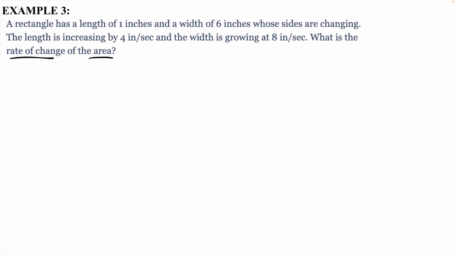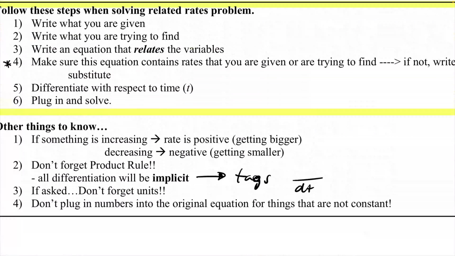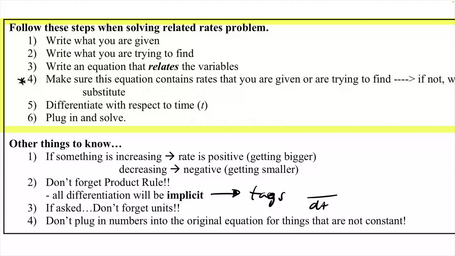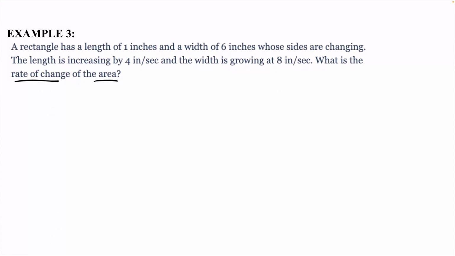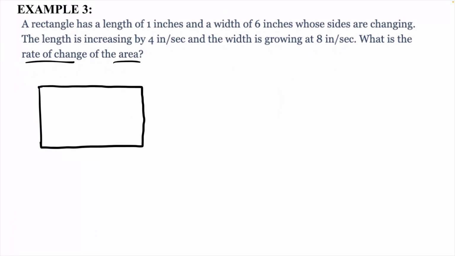So let's go back to our steps. We didn't talk about them because I wanted to go one by one. Step 1, write what you are given. They always tell us things. I always start with a picture. Let's start with a rectangle. It's a rectangle with 1 inch as the length, so that's the short side. So we have 1 inch, 1 inch, and then we have 6 inches, 6 inches.